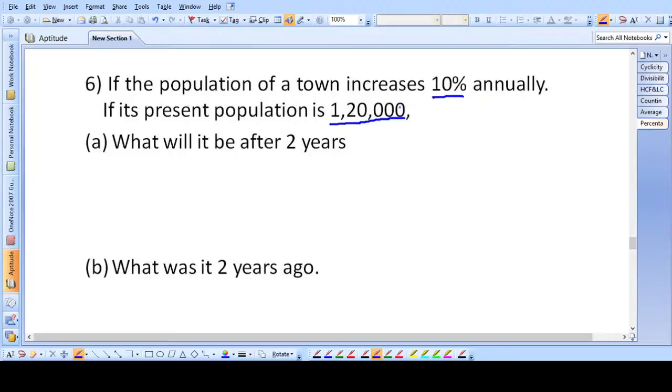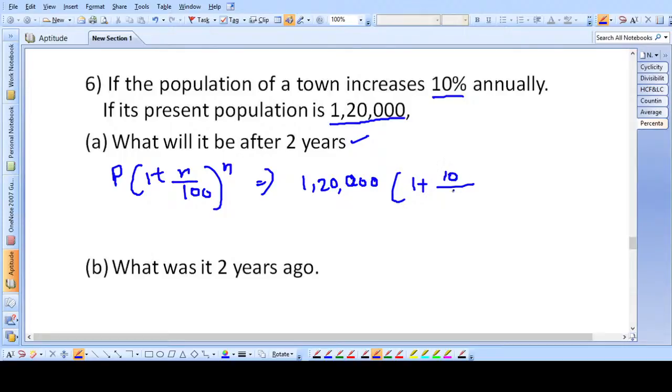Okay. Now sixth: if the population of a town increases 10% annually, and its present population is 1,20,000, what will be its population after 2 years? Okay, so we have to forecast the population after 2 years. For forecasting, we just multiply the current population by (1 plus r by 100) to the power of n. To the power of 2. This will be nothing but 10 only.